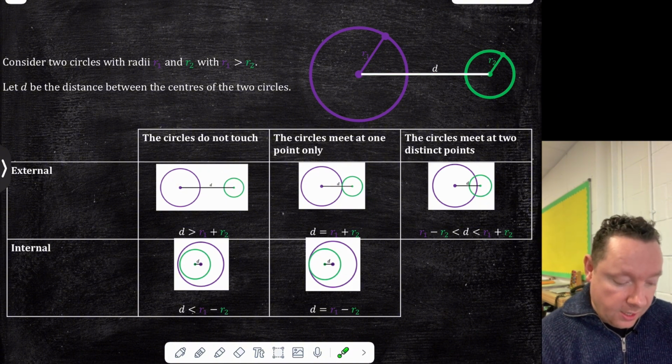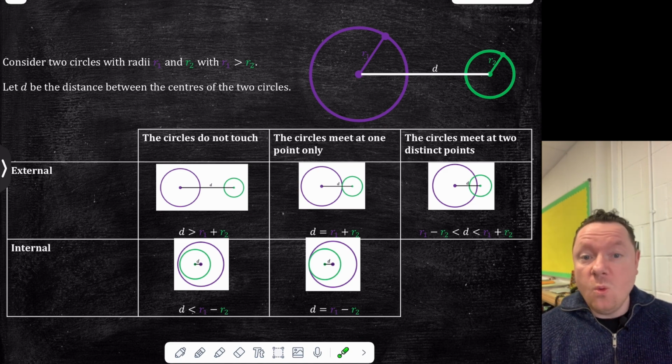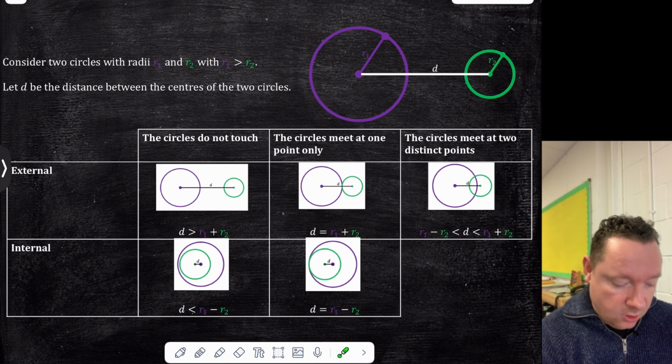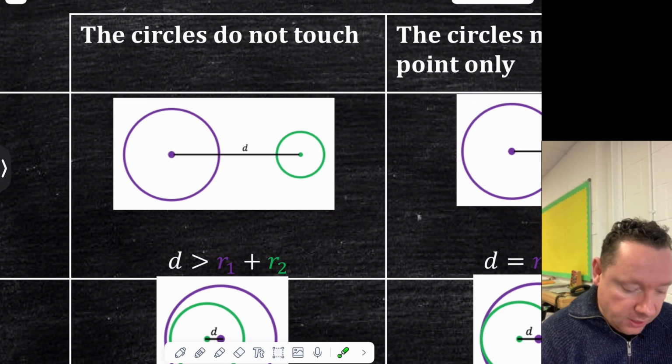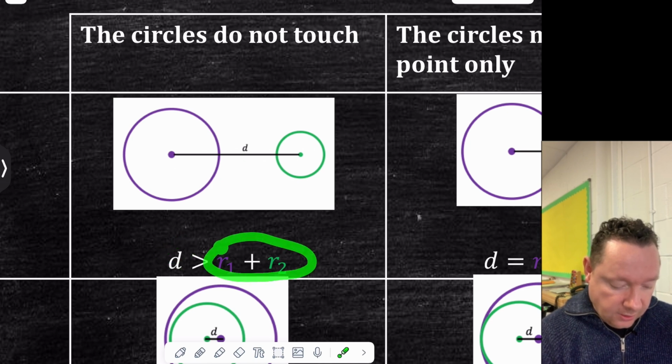Well, a number of things can happen, okay? Whether the circles touch or don't touch, whether they touch once or twice, whether they touch internally or externally. So imagine the circles don't touch to start with. If they didn't touch, and the standard picture being that they're far apart from each other, then clearly this distance is much bigger than the 2 radiuses combined or added together. So we could say the distance is bigger than the 2 radiuses added together.